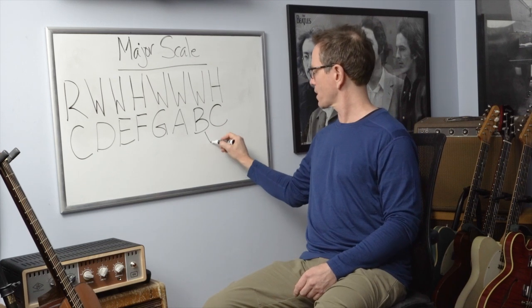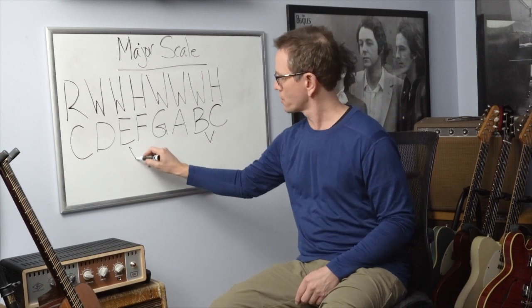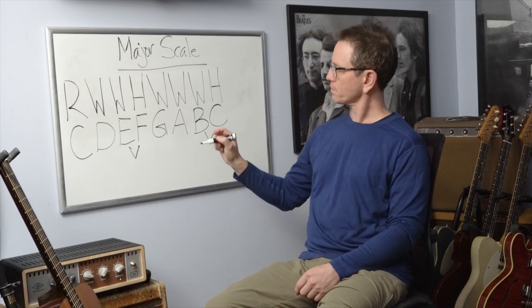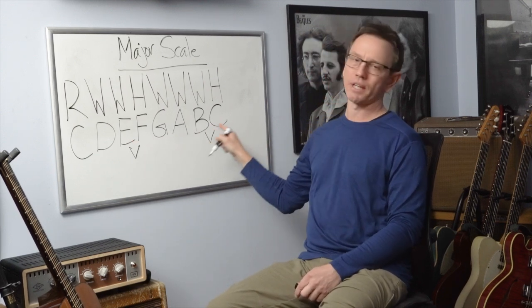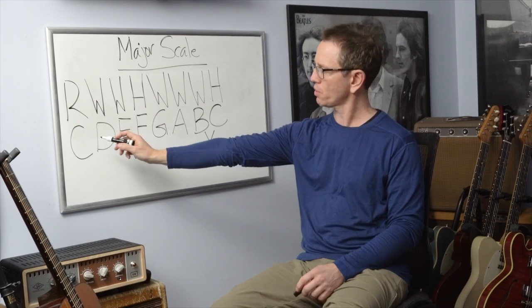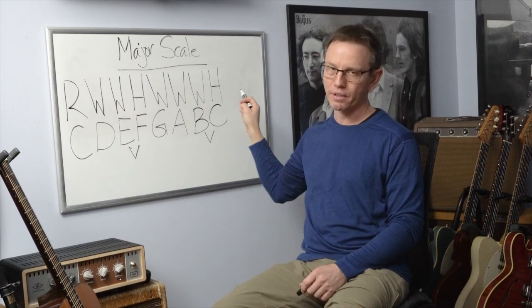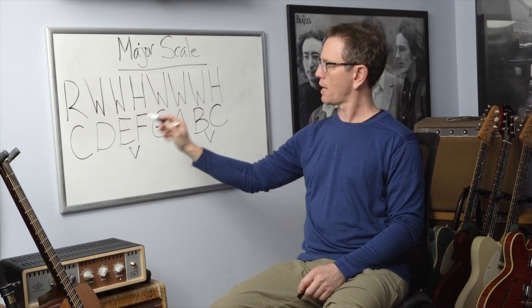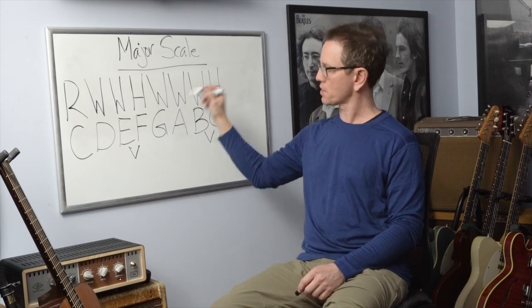So here's your half step, here's your half step. This is why in the key of C you have no sharps or flats. We started on a C note and we just applied this formula. These are the notes that you get for a C major scale.